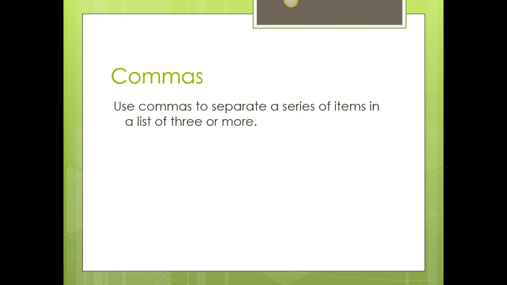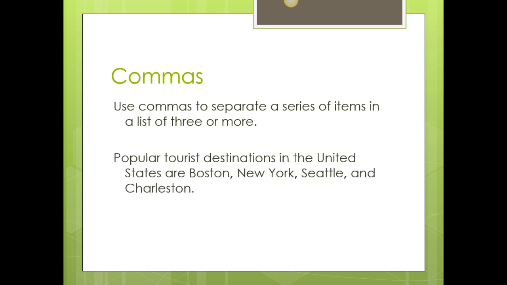So let's go over some basic comma rules. Use commas to separate items in a series if you have 3 or more items. For example, here I have a sentence that has 4 items in a list. Popular tourist destinations in the United States are Boston, New York, Seattle, and Charleston. You should use a comma after each item in that series. So there's one after Boston, one after New York, one after Seattle.